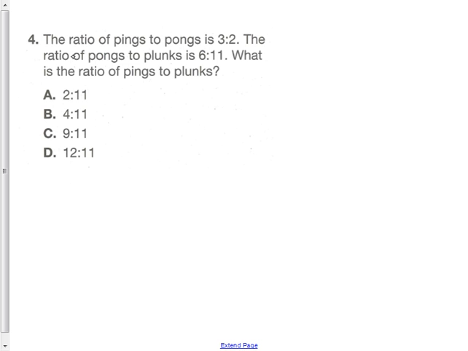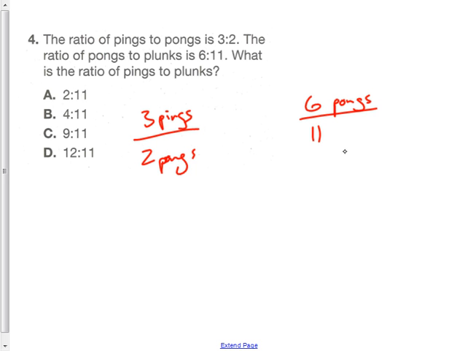All right, so number 4. The ratio of pings to pongs is 3 to 2. So I have 3 pings to 2 pongs. All right, and it says the ratio of pongs to plunks is 6 to 11. So 6 pongs, whatever these things are, and 11 plunks.